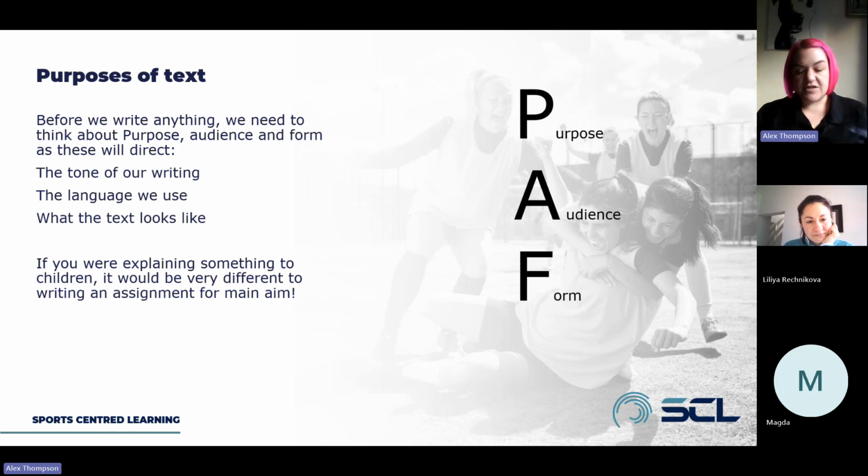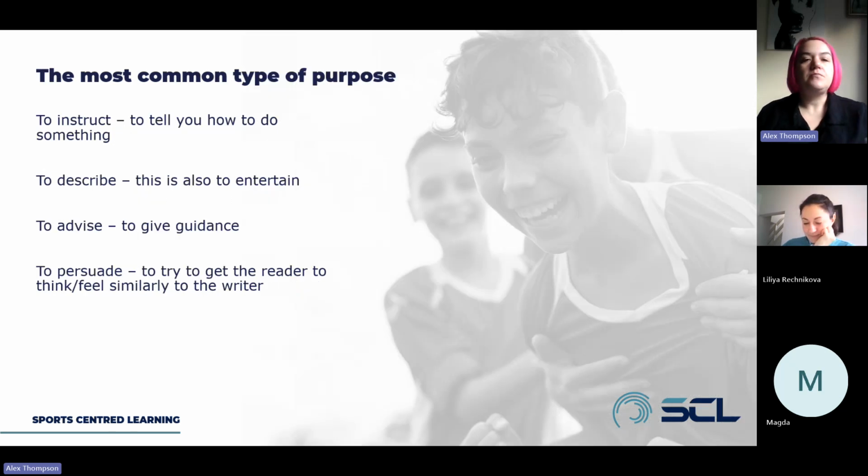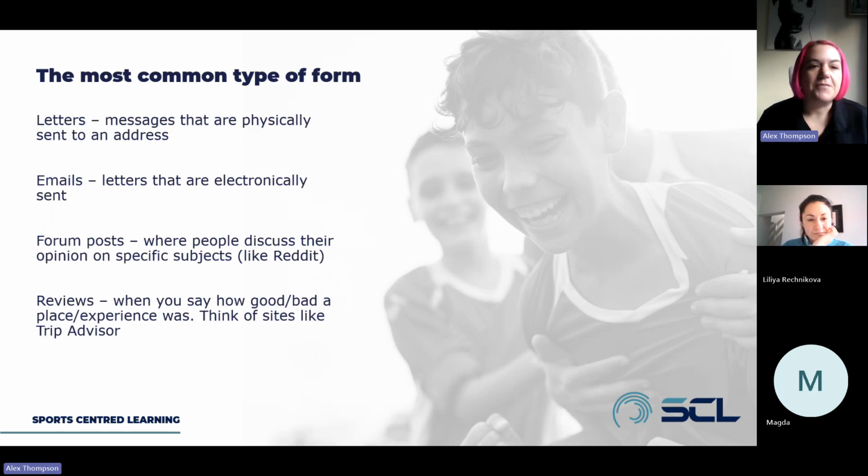And what we're going to look at today is basically what each of the types of text we are expected to write in the exams should look like. The most common types of text, the ones you're expected to know at level 1 and level 2 functional skills: letters, so messages that are sent directly, but they are sent physically. You have a physical piece of paper that is sent to a physical address. We have emails, so very similar to a letter, but obviously sent electronically.